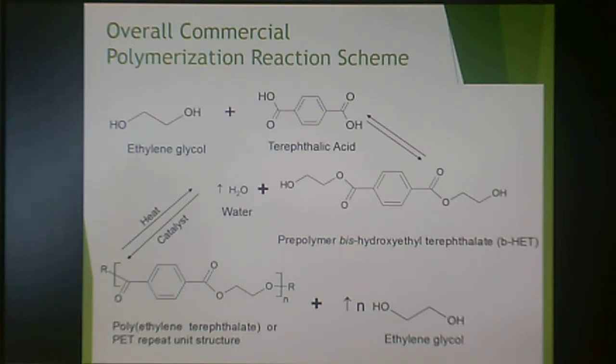So the overall commercial reaction scheme that I'm going to be asking you about, in other words, what is the commercial reaction scheme? Does it use terephthalic acid or does it use DMT? Terephthalic acid is the current commercial polymerization scheme. So you take ethylene glycol and terephthalic acid to produce a prepolymer and water. Water is then removed. The prepolymer is then heated in the presence of a catalyst to produce polyethylene terephthalate polymer and ethylene glycol, which is recycled back to make more prepolymer.